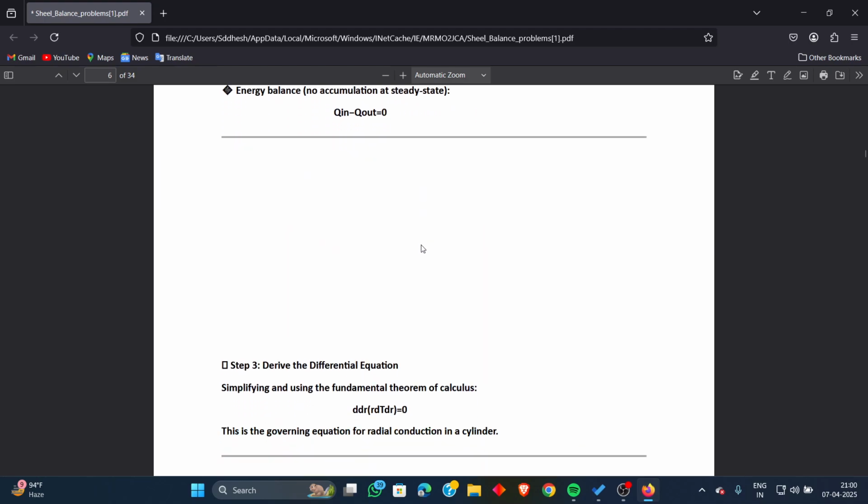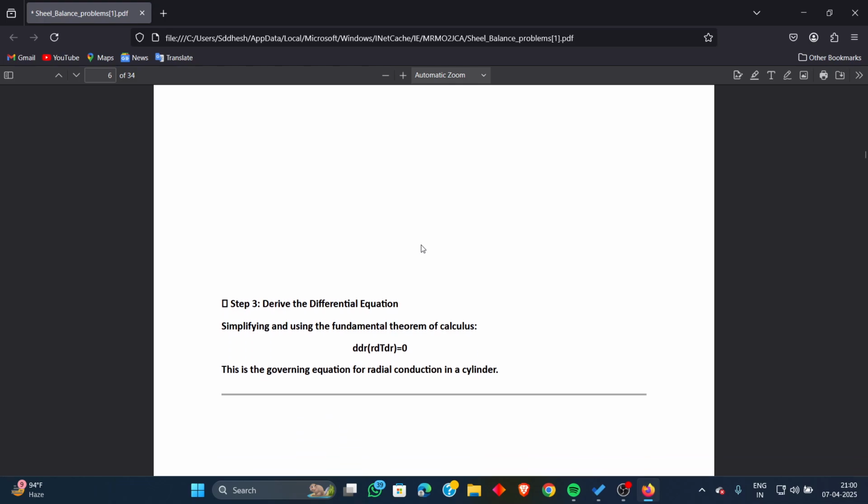After that, we equate them and derive the differential equation, simplifying and using the fundamental theorem of calculus. d by dr of r dT by dr is equal to 0. This is the governing equation for radial conduction in a cylinder.